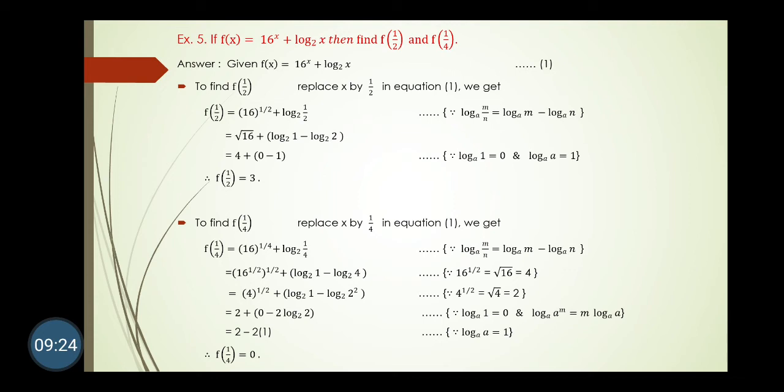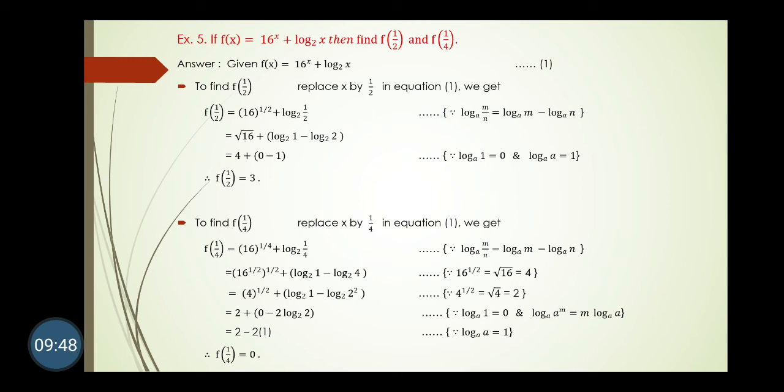See it carefully. F of 1 by 2 is equal to, the equation is what? 16 raised to x. This is a power equation, an exponential term here. And in the second one, log x to the base 2. So we replace x as 1 by 2. So 16 raised to 1 by 2 plus log 1 by 2 to the base 2. The base is 2 here.